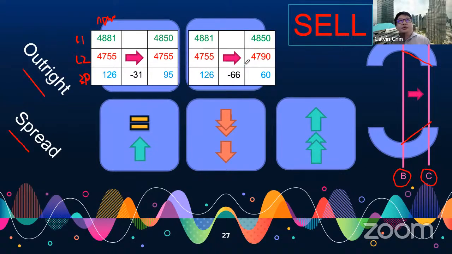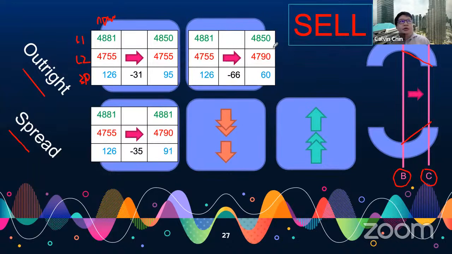The next example is the first leg goes down and the second leg comes up, goes up. Okay. So same starting point, but the price movement is the first leg goes down, the second leg goes up, then you get a spread of 126 to become 160. Okay. Spread narrow. The next one is the first leg flat, second leg comes up. Okay. So the first one is maintained at 4881. The second leg goes up to 4790. So you will see here, we also get a spread narrowing.